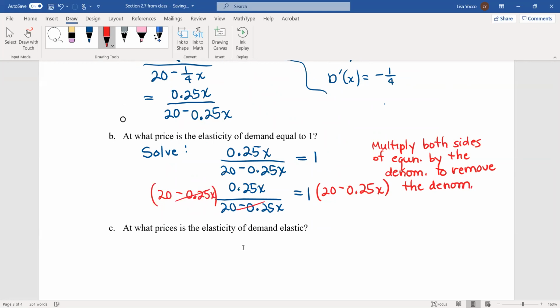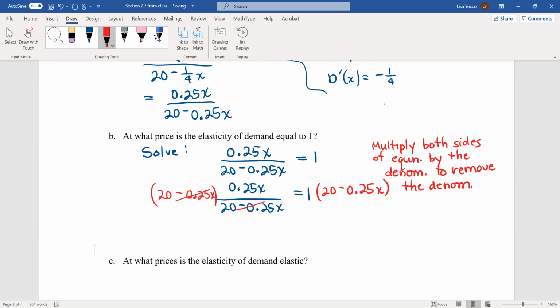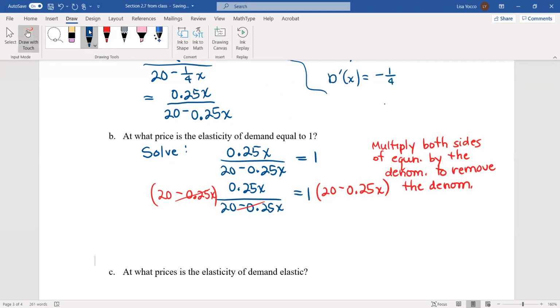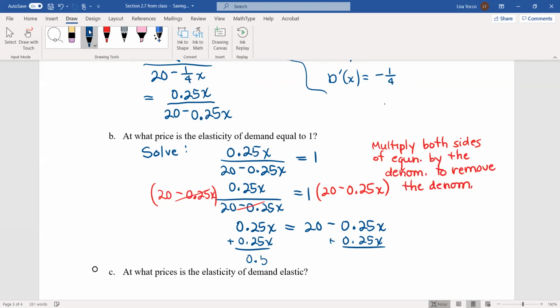So that's gone. Get a little more room here. Okay, so that leaves me with 0.25x on the left side, 20 minus 0.25x on the right side. And I'll add the 0.25x to both sides. And that's 0.50 or just 0.5.